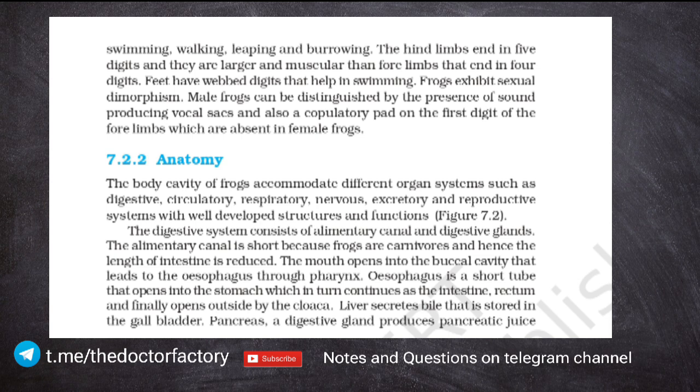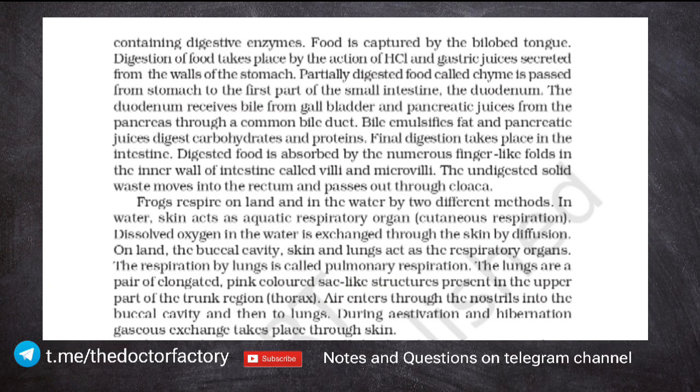Esophagus is a short tube that opens into the stomach, which in turn continues as the intestine, rectum, and finally opens outside by the cloaca. Liver secretes bile that is stored in the gallbladder. Pancreas, a digestive gland, produces pancreatic juice containing digestive enzymes. Food is captured by the bilobed tongue.